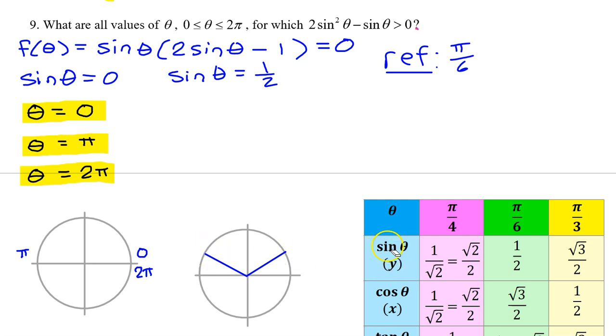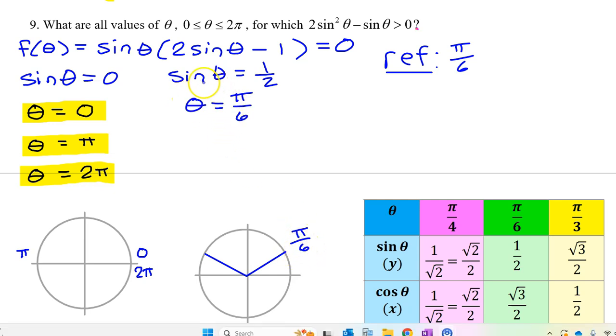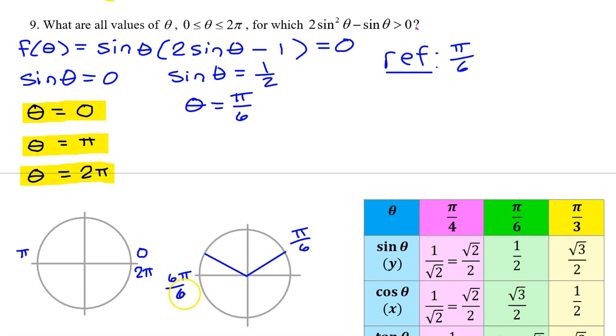where the y value, and thus the sine function, will be positive. The angle in the first quadrant with a reference angle of pi over 6 is pi over 6 itself. So sine theta will equal 1/2 at pi over 6. We can think of pi as 6 pi over 6. So this angle in the second quadrant is 5 pi over 6.